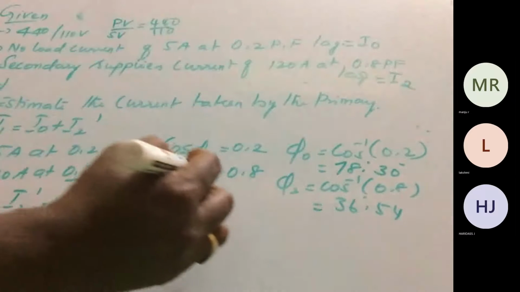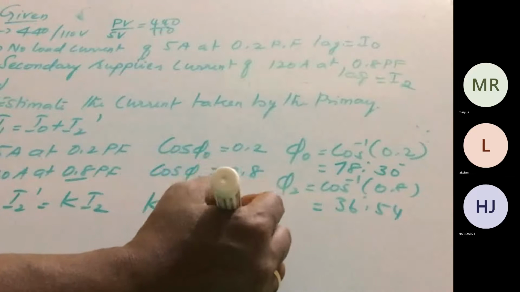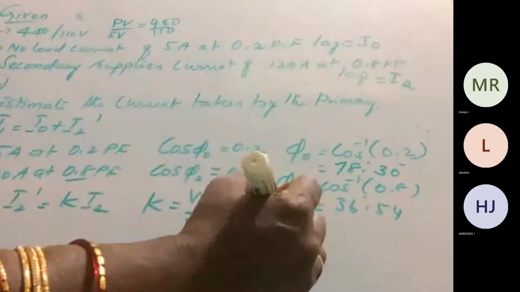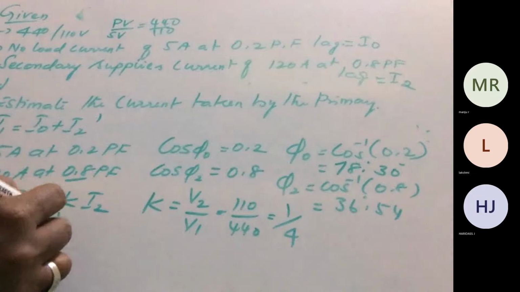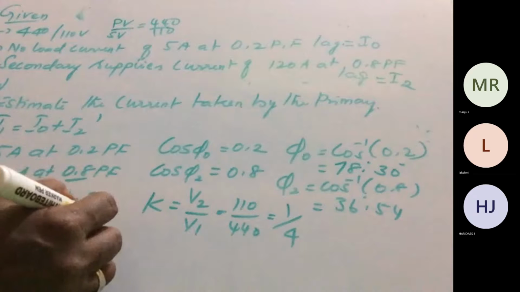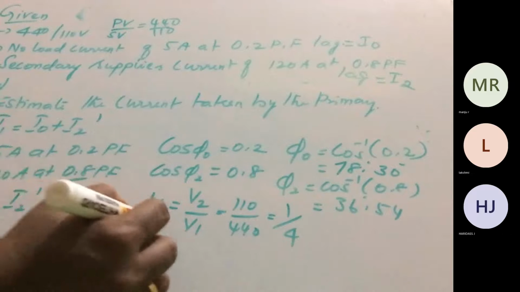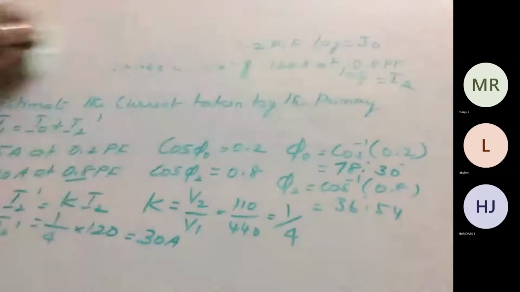K is equal to V2 by V1. So V2 is 110 divided by 440. So now it is 1 by 4, the K value. So I2 dash is equal to 1 by 4 into 120. Take the magnitude only. So now how much will it come? 30, 30 amps. So I2 dash is magnitude only 30 amps. So now you have to calculate I1 by drawing the parallelogram.